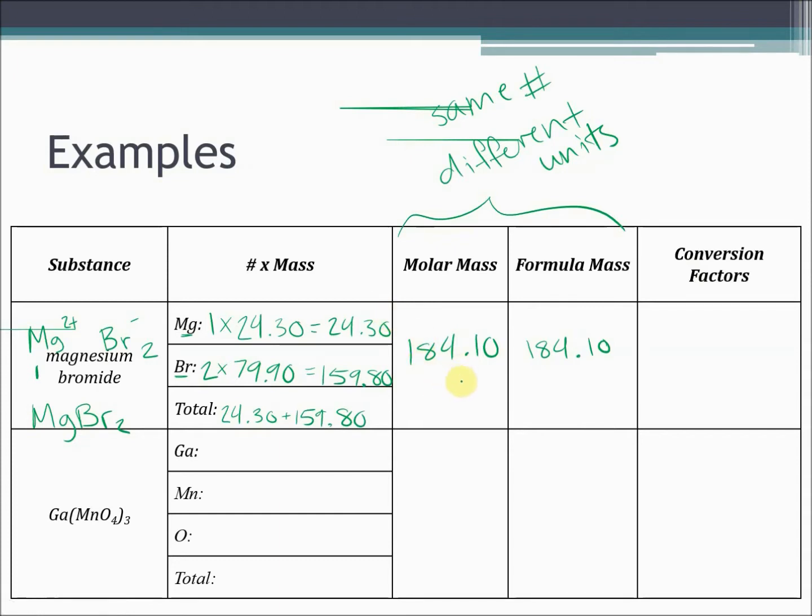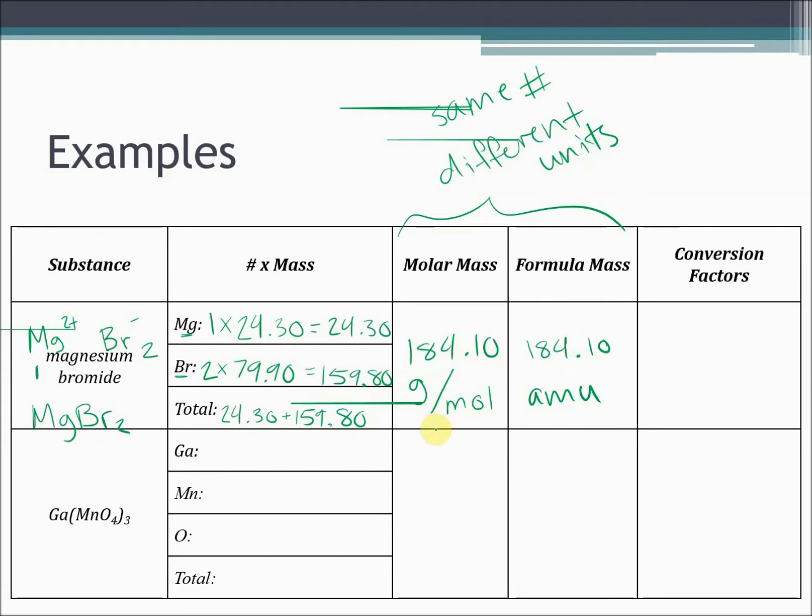So our molar mass will be 184.10 grams per mole. And our formula mass will be 184.10 AMU. And as you may or may not have realized by now, we are about to re-enter mole territory, which means we're going to be using your molar mass as a conversion factor.